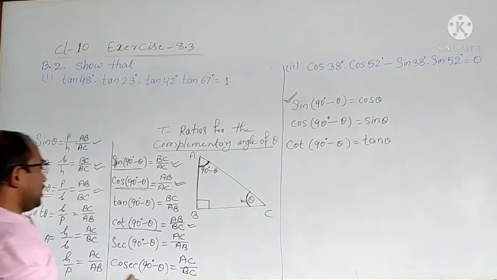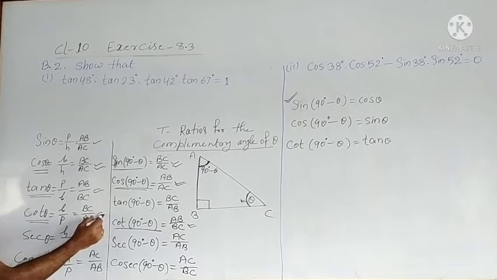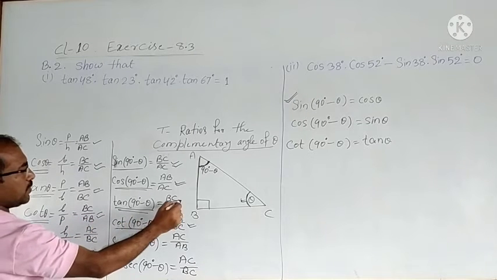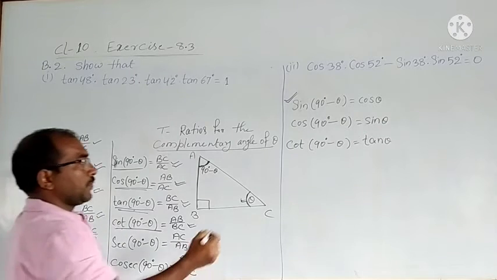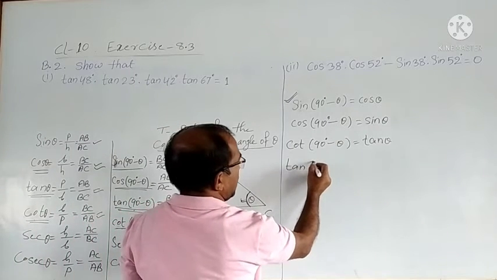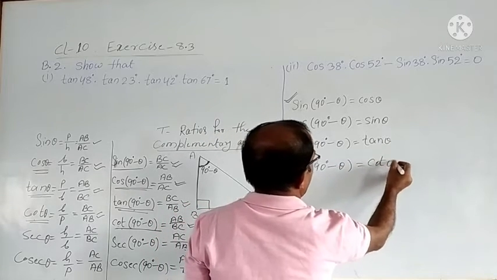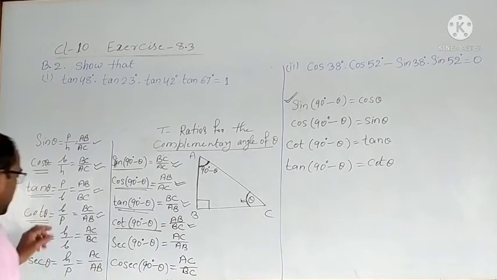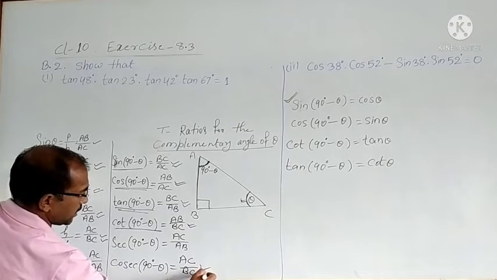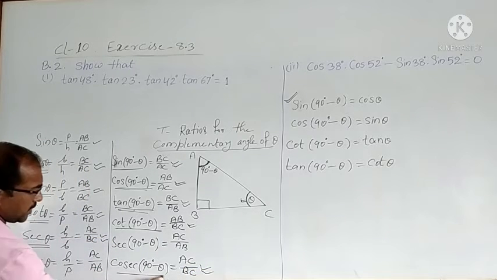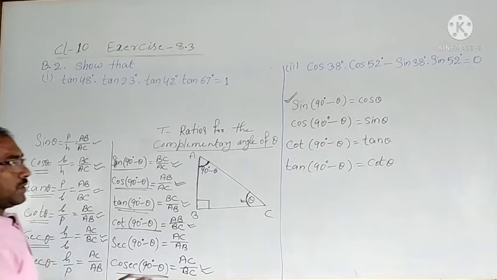Then next one, if we see, cot theta is BC by AB and tan 90 minus theta is BC by AB. That means tan 90 minus theta and cot theta are equal. So, tan 90 degree minus theta is equal to cot theta. In the same way, sec theta is AC by BC, cosec theta is AC, cosec 90 minus theta is AC by BC, and cosec 90 minus theta is equal to sec theta.